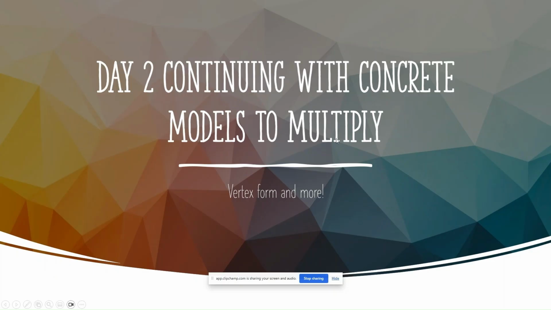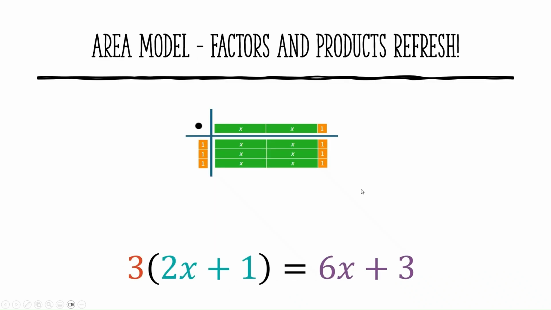All right, so we are going to be continuing with polynomials and multiplying and using models to do so. Here we have an area model and the products, and we're going to be using PolyPad to do our area models.